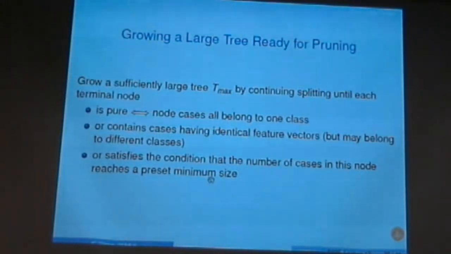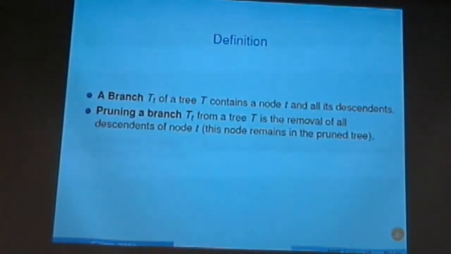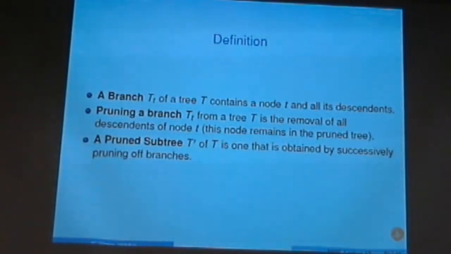Then for pruning the tree. Actually, pruning a tree, this kind of branch pruning means that from a particular node, we cut all the descendants from that. Only that node remains. That's also cutting the splitting. So that's the idea. And the pruned subtree is the one obtained by successively pruning branches, depending on certain criteria, of course.